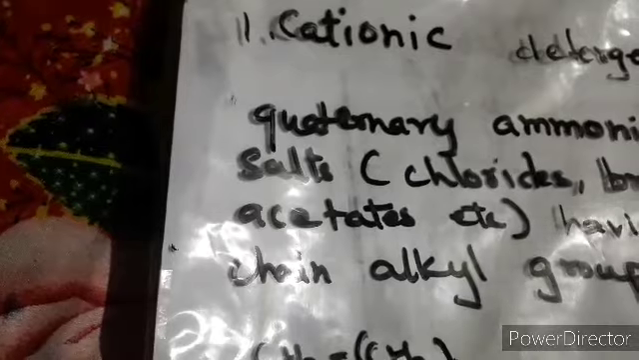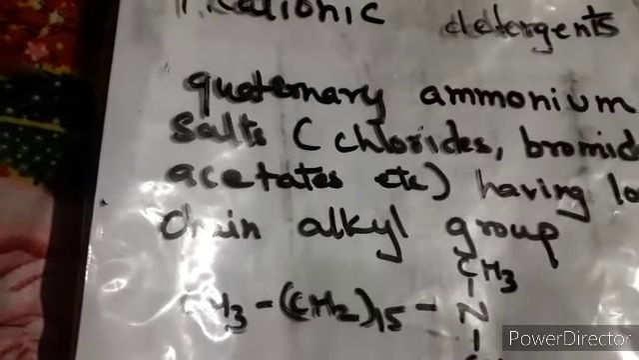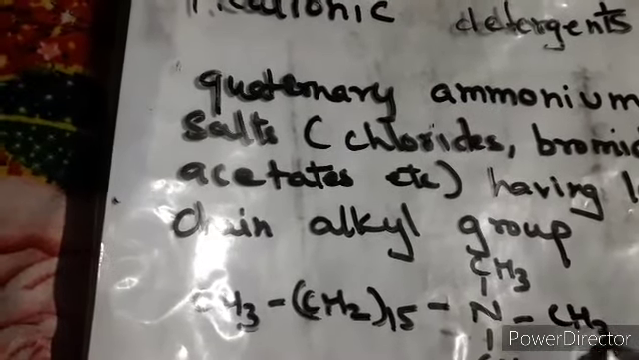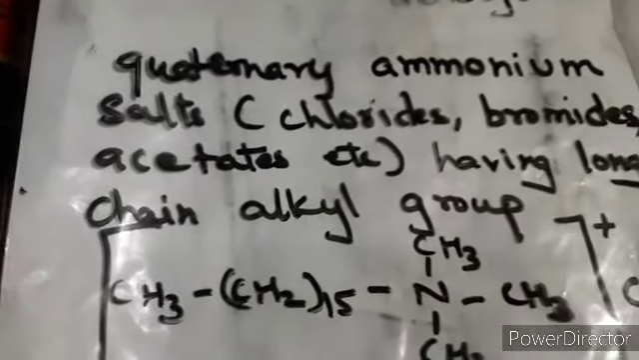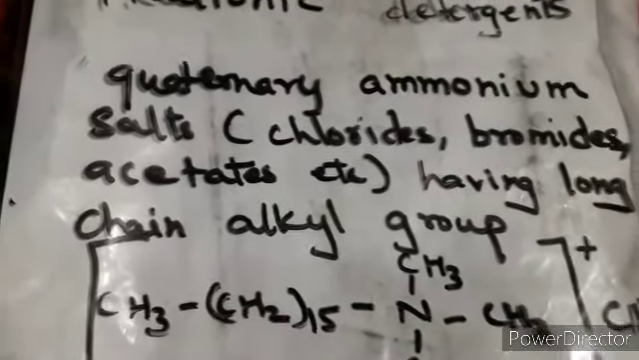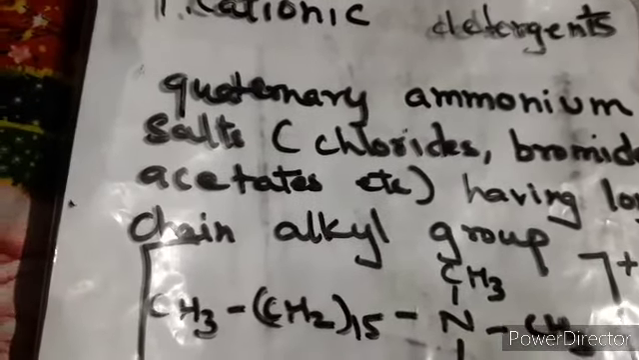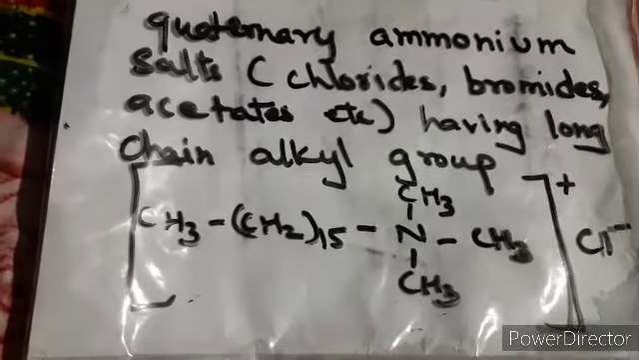Now we can see an example, I'm writing one of the examples for it: CH3 CH2 whole 15, and CH3 CH3 over here, then we have CH3, then this part, and Cl minus plus 1, right? So this way you can say it's an ammonium salt. You know that ammonium is NH4 plus, so this way we can make the formula, right?